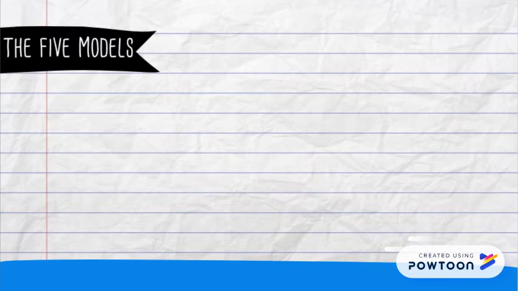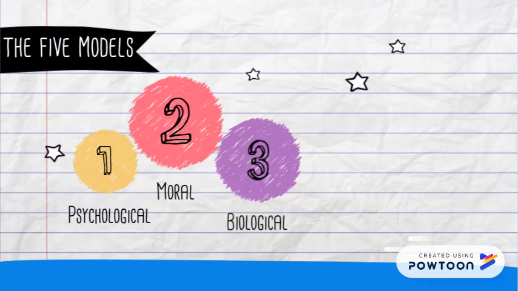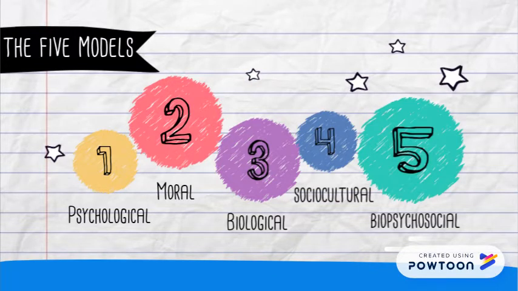To begin, there are 5 separate models. First, there's the psychological model. Then, there's the moral model. Then, the biological model, the sociocultural model, and finally, the biopsychosocial model.